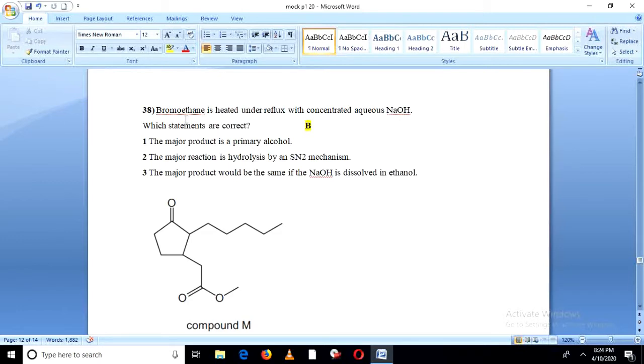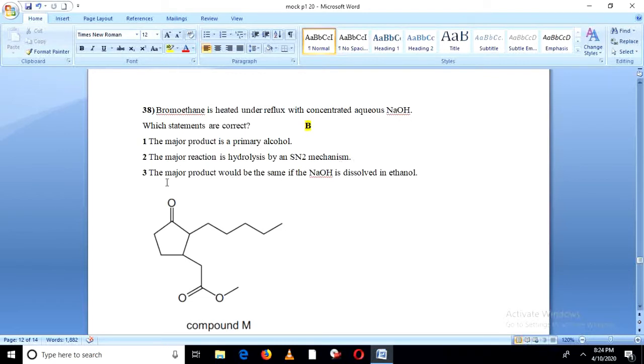That carbon is basically a primary carbon. So the mechanism that it would be following for the nucleophilic substitution of bromine with OH negative ion would be basically an SN2 mechanism. Both OH negative and the bromoethane would be involved in the slow step. So our second statement is also right.